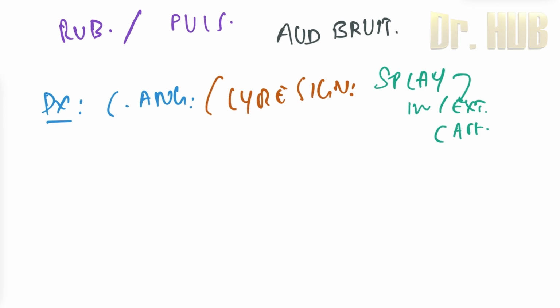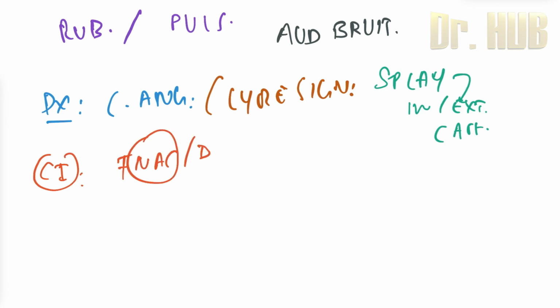Next, when you look at the contraindications, it includes FNAC. The FNAC and the biopsy are contraindications. So the investigation of choice in carotid body tumor is only carotid angiography.